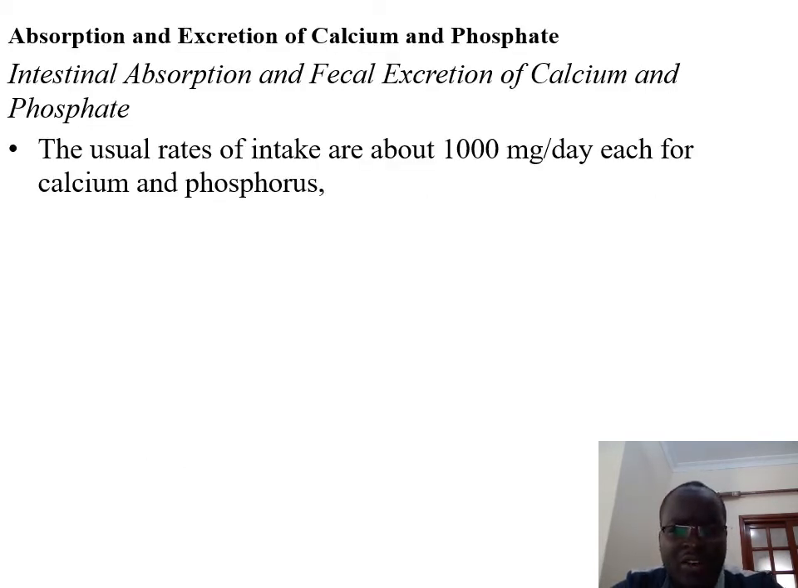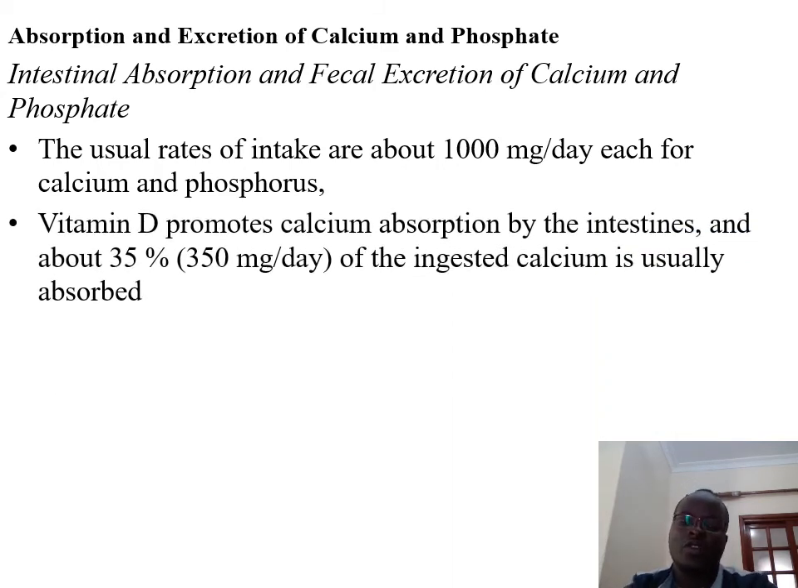Absorption and excretion of calcium and phosphates. Intestinal absorption and fecal excretion of calcium and phosphates. The usual rates of intake are about 1000 milligrams per day for calcium and phosphates. This is the calcium that you are introducing via the fluids that you are drinking or the food that you are eating. So every day you're introducing about 1000 milligrams of calcium and phosphates into the GIT, or into the body.